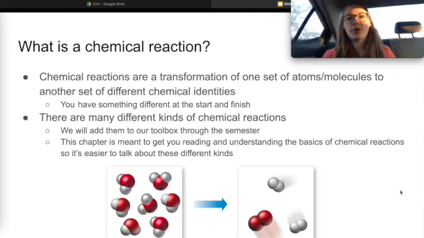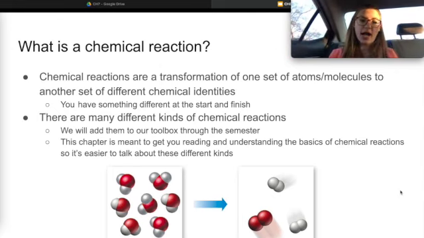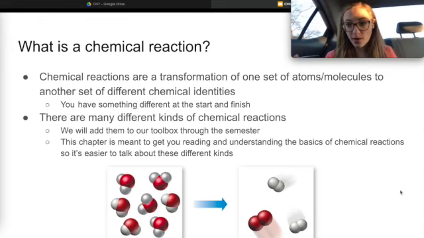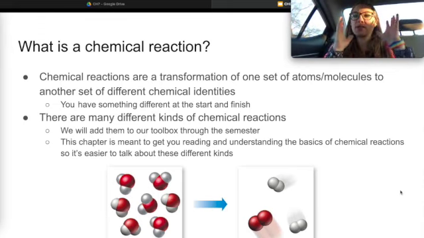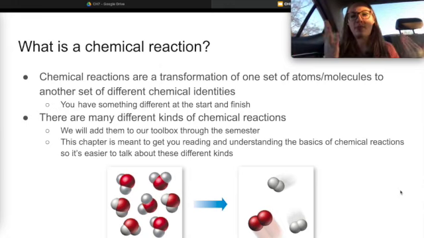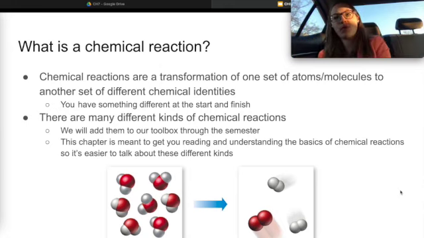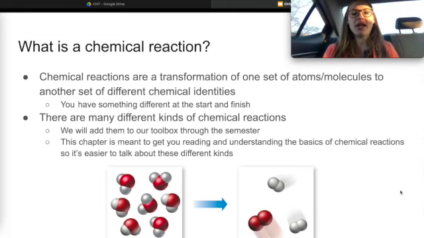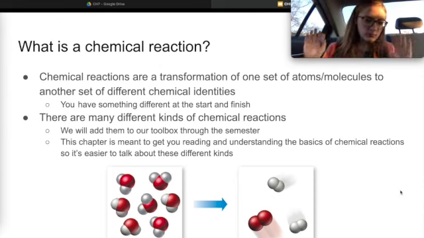Okay, so first and foremost, I wanted to remind you what is a chemical reaction. Chemical reactions are a transformation of one set of atoms or molecules into another set of entirely different chemical identities. So remember, this means you'll have something different at the start than you do at the finish. The chemical formulas at the start will be different than the chemical formulas at the end. And there are many different kinds of chemical reactions, so we'll add them to our toolbox throughout the semester, but this chapter is just meant to get you reading and understanding the basics of chemical reactions. So I want you to be able to look at a chemical equation, be able to read it, understand it, love it, all that good stuff.